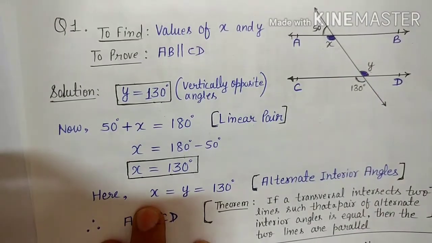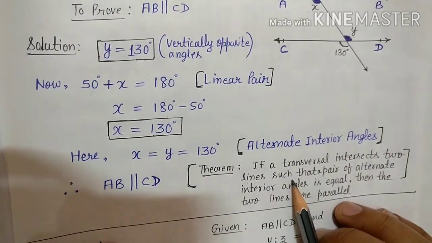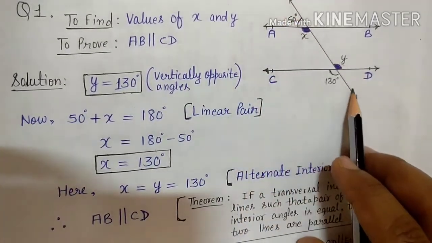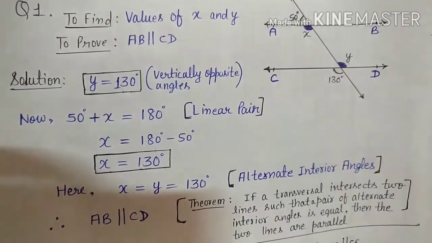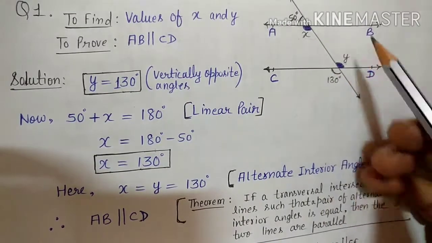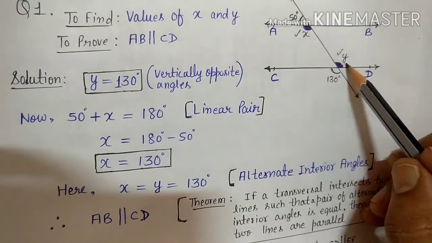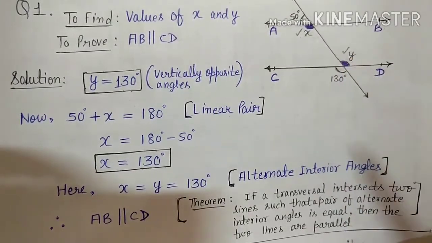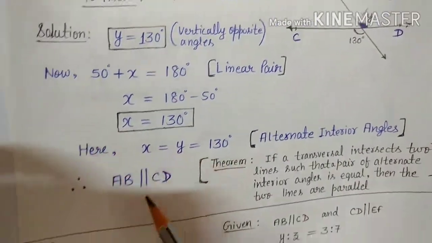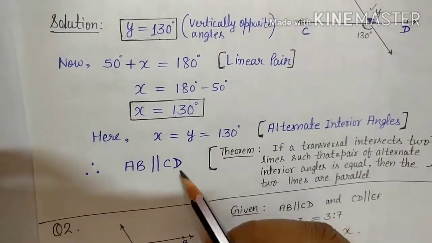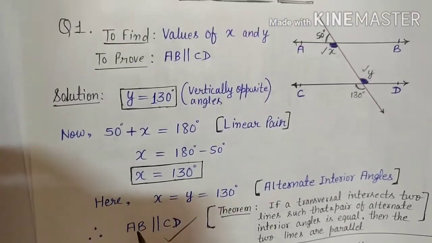Now we have learned the converse of the theorem in our previous videos. The theorem says that if a transversal intersects two lines AB and CD such that the pair of alternate interior angles, this x and this y, are equal, then we can say that the lines given, AB and CD, will be parallel. So we can say here, as x equals y, AB is parallel to CD. So we have proved this one here. Question number 1 is finished here.